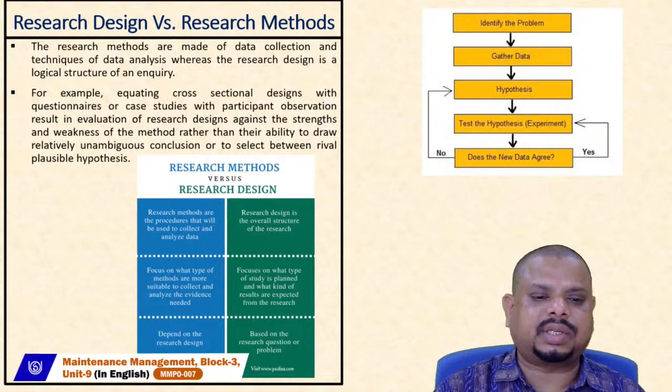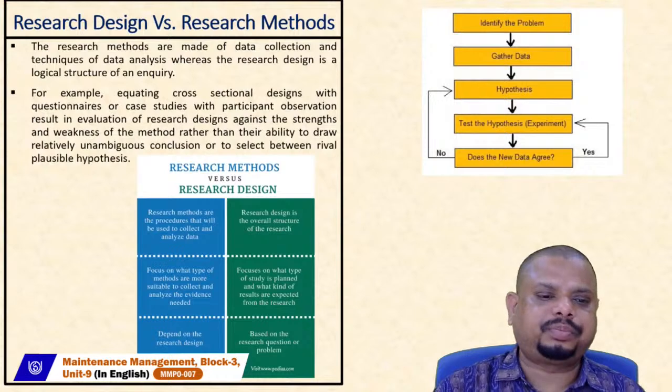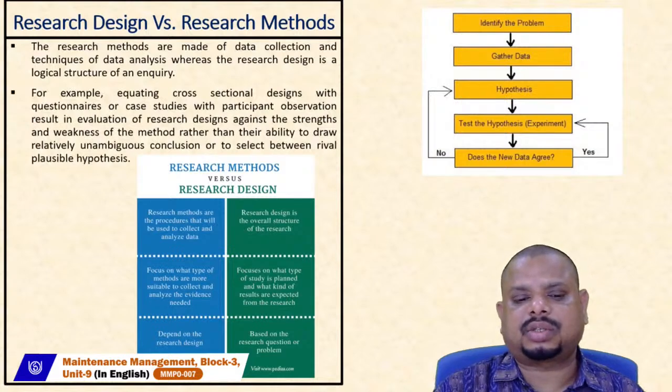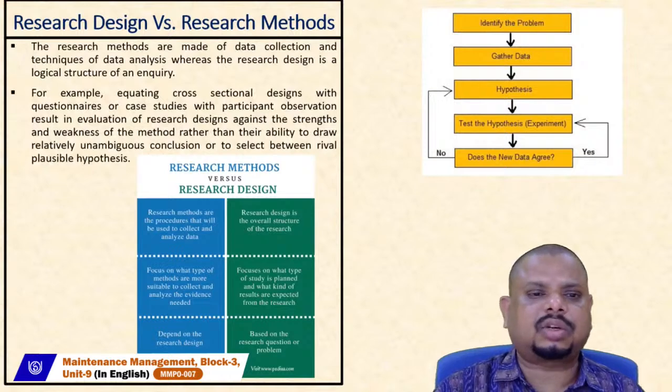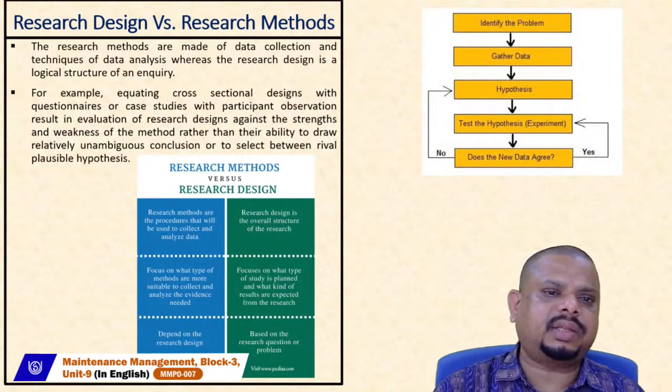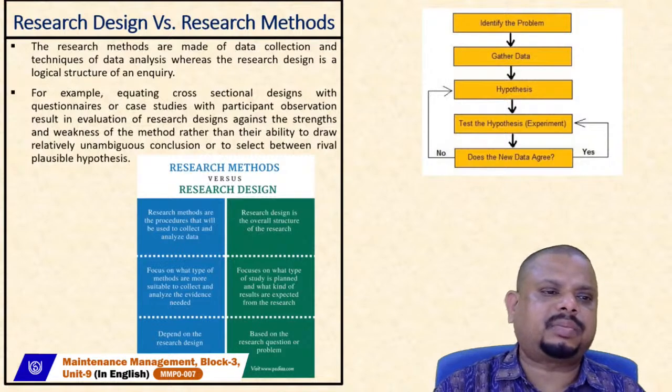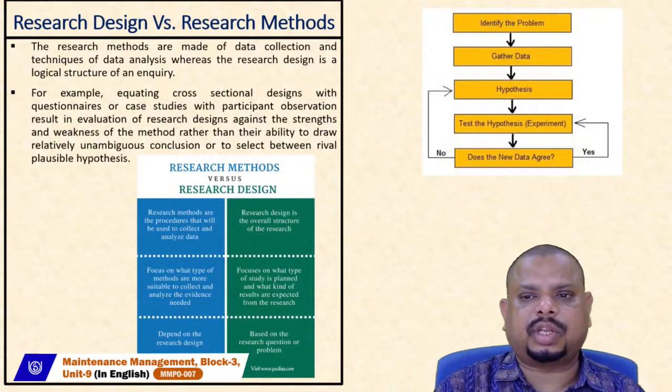In the case of research design, it focuses on what type of study is planned and what kind of results are expected from the research. And the last point: research methods depend upon the research design, and the research design is directly based upon the research questions or problems. So these are the common differences between research design and research methods. I repeat, research methods are made by the collection of data, and research design is based upon the logical structure of inquiry by providing a large set of questionnaires.